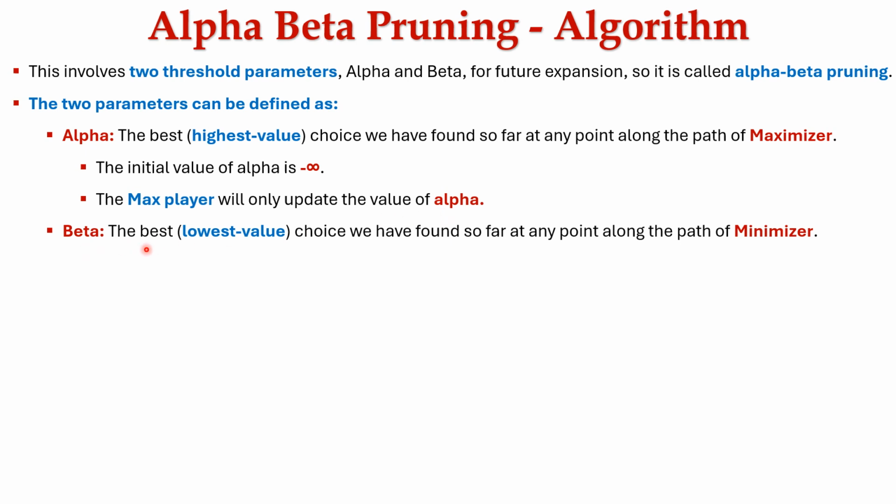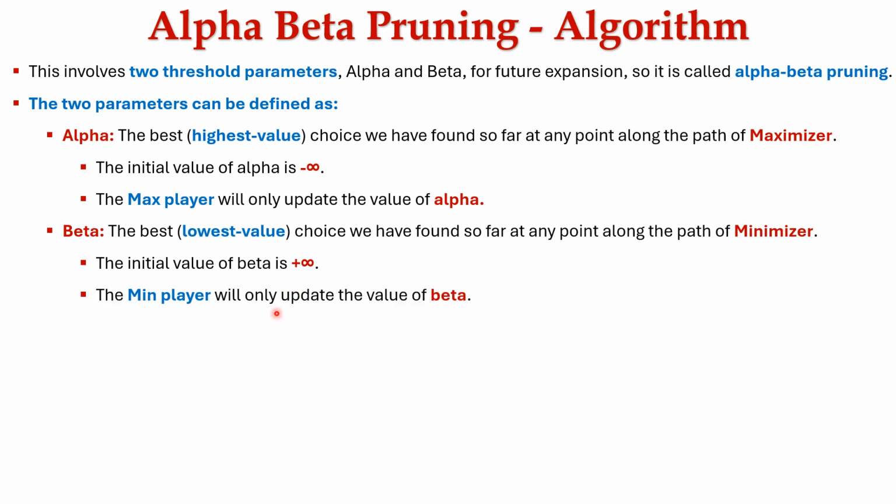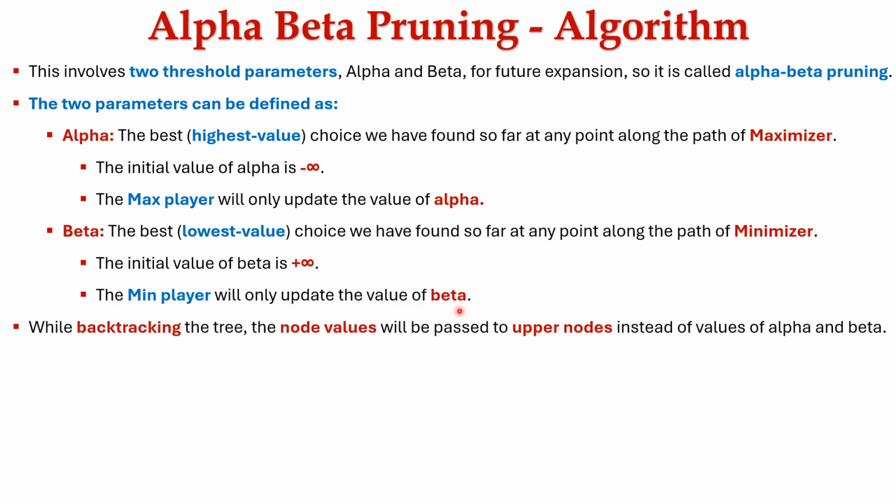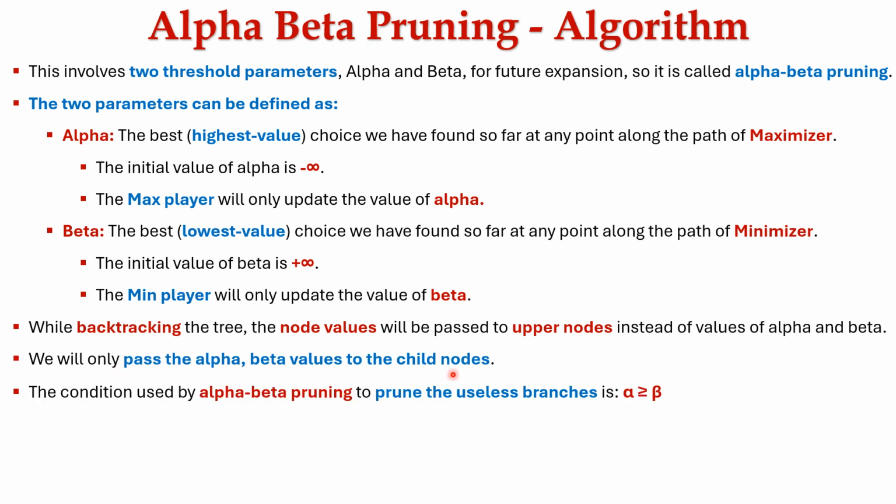Beta is the best choice, that is the lowest value we have found so far at any point along the path of the minimizer. The initial value of beta is plus infinity. The min player will only update the value of beta. While backtracking the tree, the node values will be passed to upper nodes instead of the values of alpha and beta. We will only pass the alpha and beta values to the child nodes.